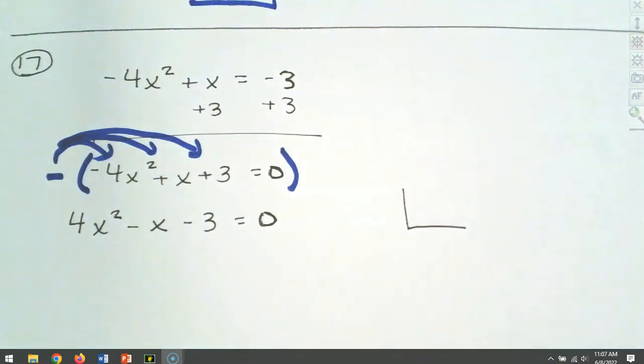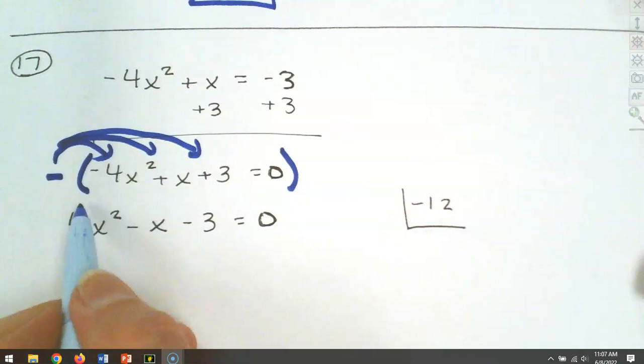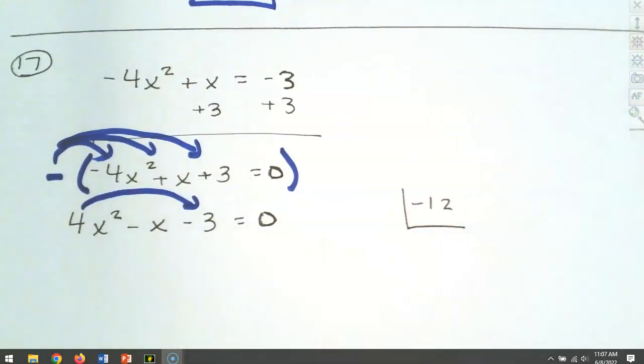What's going to go in the box? Okay, negative 12. Very good work. And where did that negative 12 come from? That came from 4 times the negative 3, right? What do we know about the signs? Are they different or are they the same? Different. Okay, and then we look in the middle.